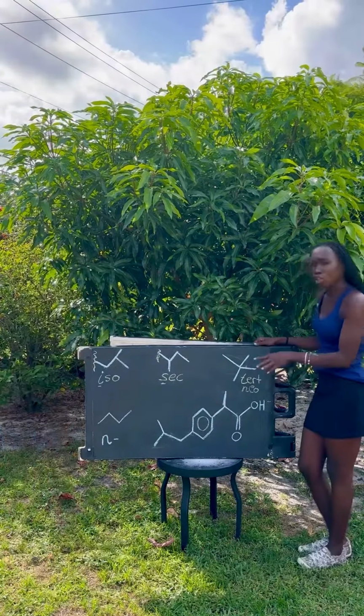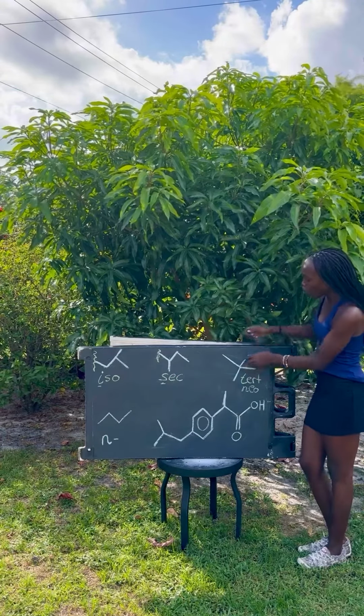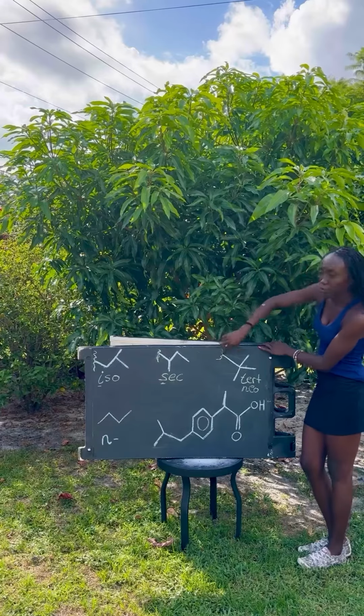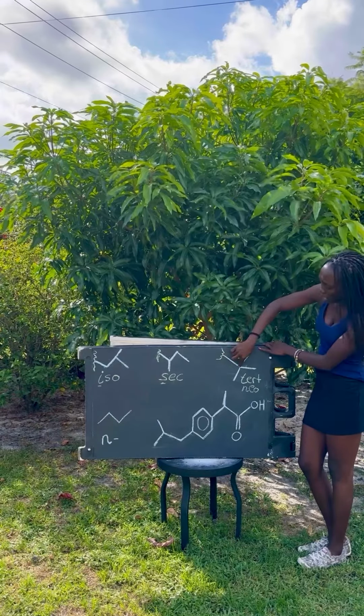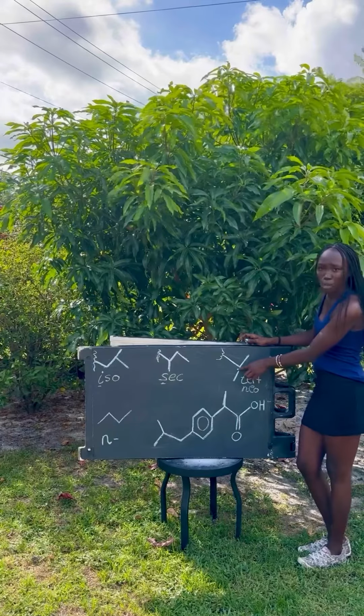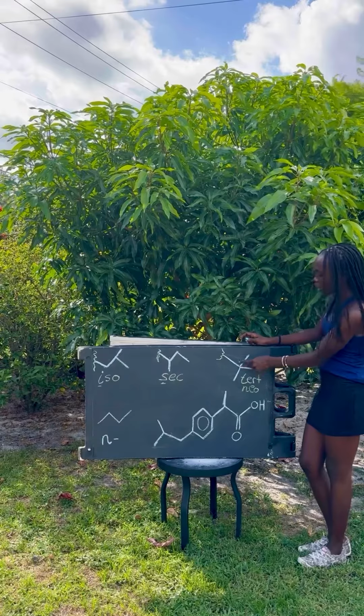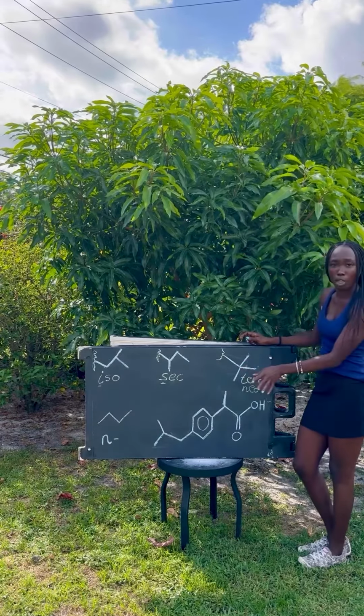For your tertiary carbon or your tert-butyl, right? When you have the carbon that's attached to your functional group has three other carbons attached to it, we have a tertiary carbon. This is tert-butyl or just t-butyl, right? Because 1, 2, 3, 4 carbon compound, right?